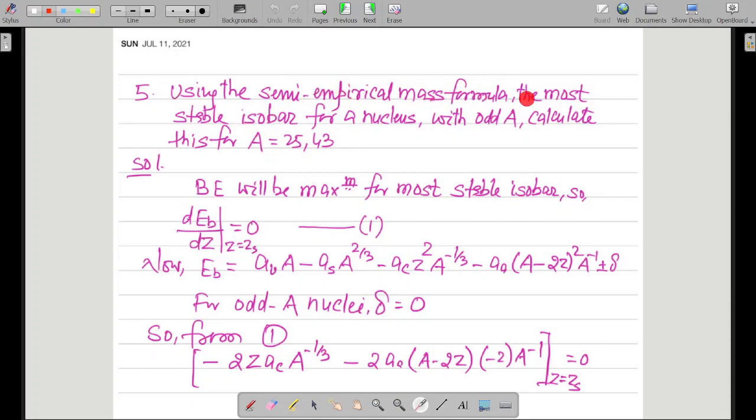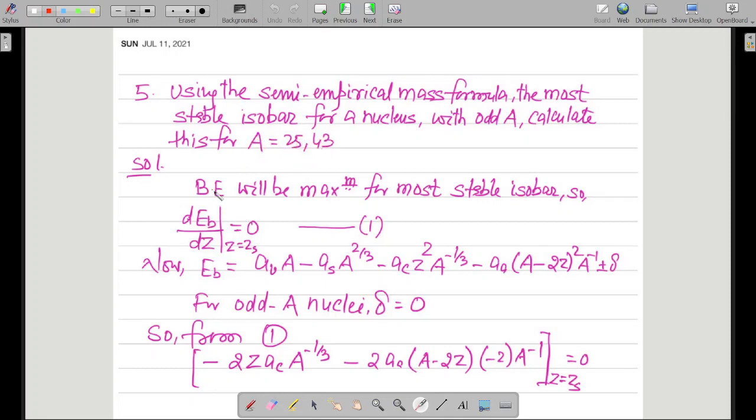Now, using the semi-empirical mass formula, we have to determine the most stable isobar, that is, the value of Z, the atomic number, for the most stable isobar of a nucleus with odd A. Now calculate this for A equal to 25 and 43. First of all, we have to determine the expression for Z for the most stable isobar in terms of A, and then calculate the value of Z for A equal to 25 and 43.